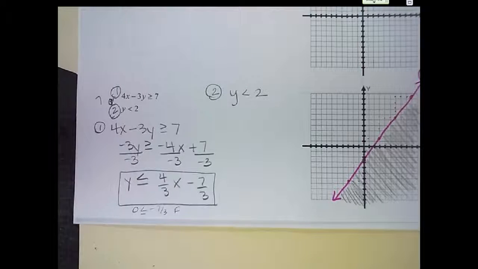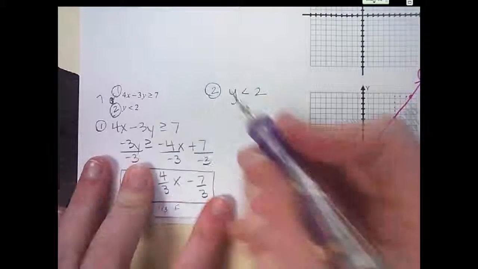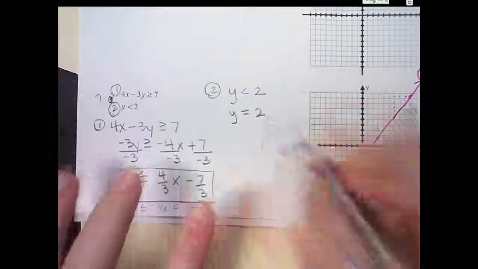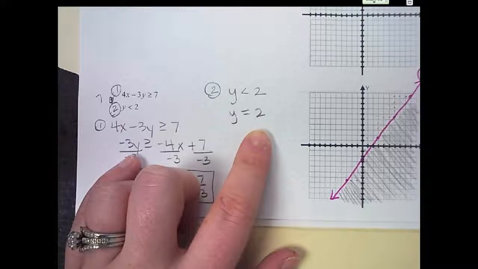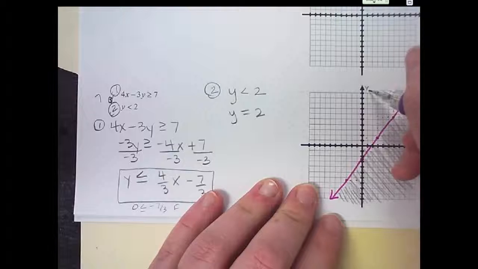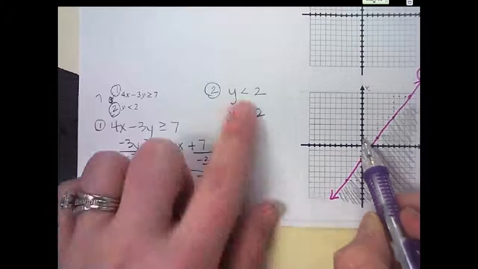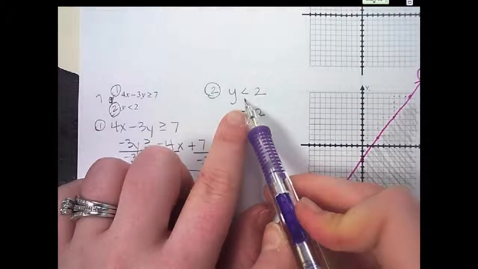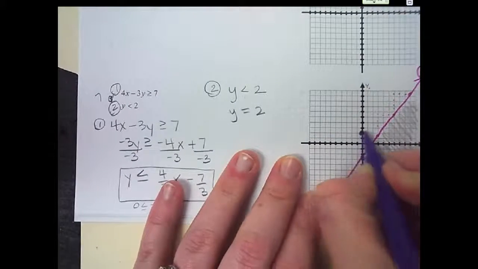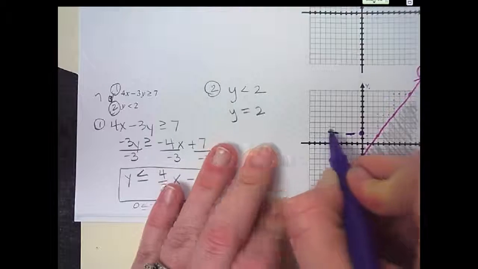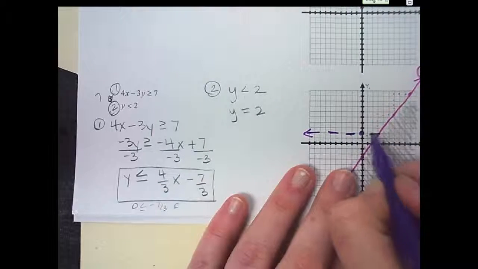Okay, so when you think about this next one, y is less than 2, think about y equals 2. And how would you graph y equals 2? Is it horizontal line or vertical line? Horizontal, right? Goes through the y-axis at +2. So same thing here, except it's going to be a dashed line because there's no equal sign. So at +2 on the y-axis, I go horizontally, and it's going to be dashed.